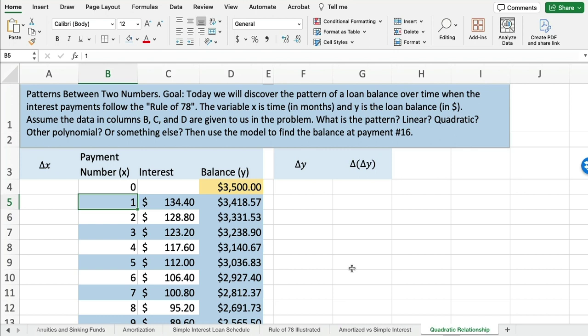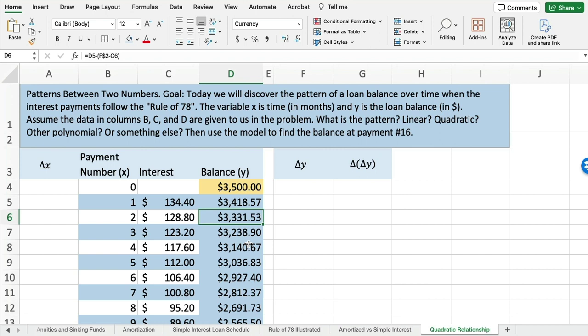But the type of loan that we're dealing with here is something called a Rule of 78 loan. And I wanted to make sure that we were doing something that was legitimate, that it wasn't just made up. When you're dealing with this type of loan, the balance goes down by a very specific pattern, and I want to discover what that pattern is today. So we have two goals. We're going to discover the pattern of the loan balance over time when the interest payments follow that pattern, that thing that we call a Rule of 78.